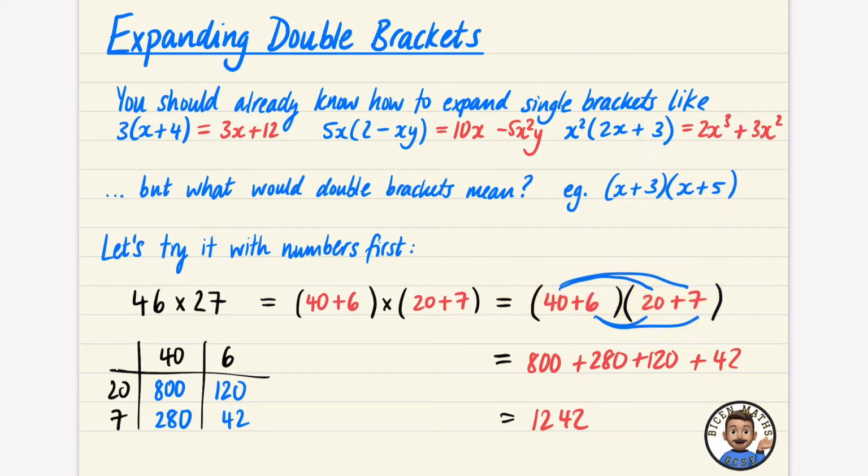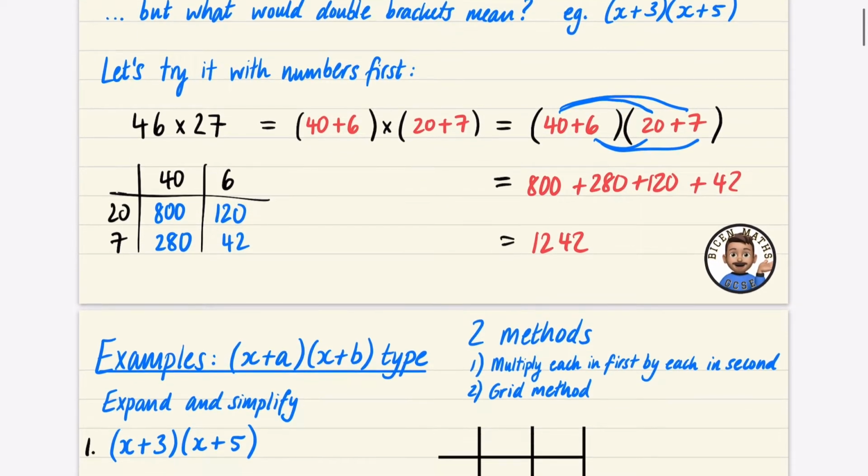What it actually means is that you take each thing in the first bracket and multiply it by each thing in the second bracket. The 800 was the 40 times the 20, then we had the 40 times the 7, the 6 times the 20, and the 6 times the 7. And then you add those things together to come up with the answer. So this is how it works with numbers, and it's going to work exactly the same way with letters.